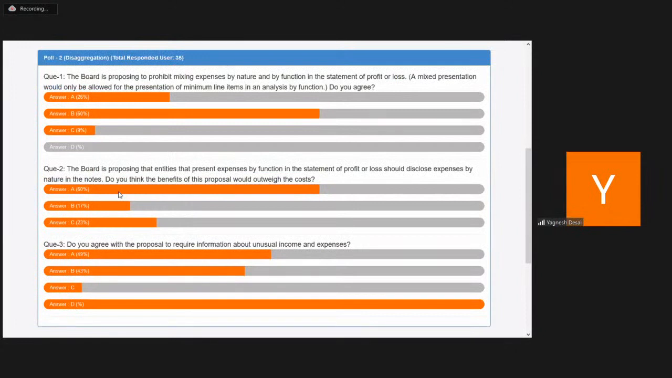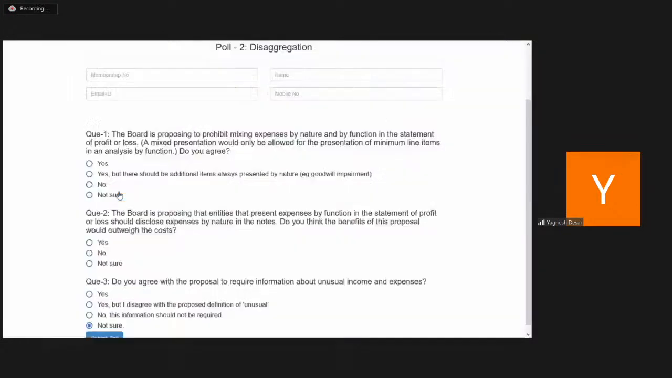Oh, that's great. As far as question number 1 is concerned, 26% say that they don't agree. 60% say... Devang, can you please display this second option, because second option 60% of people. Devang, can you please flip for a minute, please? Yes. Thank you so much. But there should be additional items always presented by nature. That's goodwill impairment. That's fine. Very good. Now come to the responses for the second question.